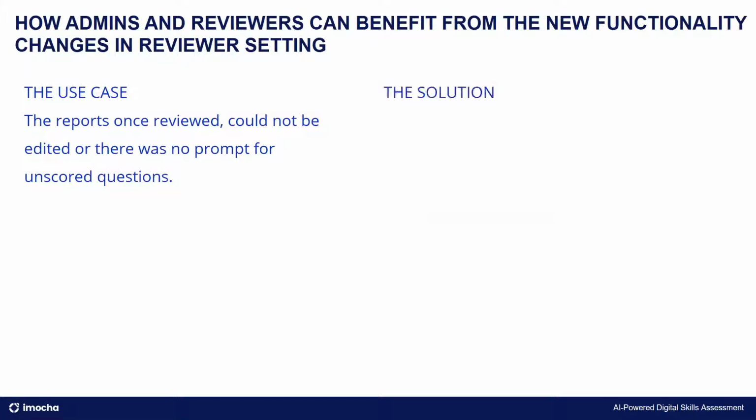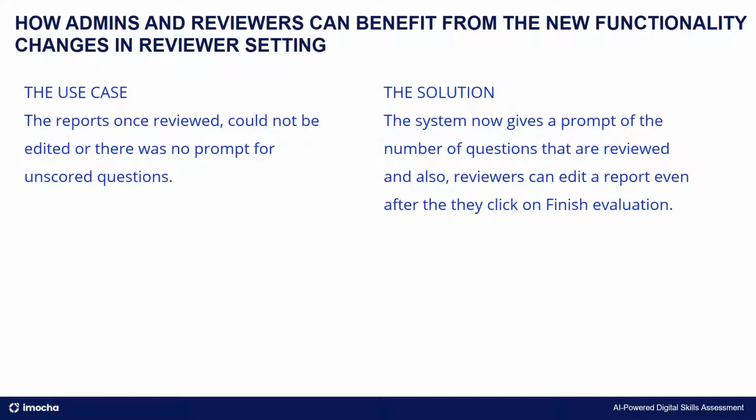Now the solution is, whenever you click on finish evaluation, the system gives you a prompt. You will know how many questions were there for review and how many were actually reviewed by you. If there is any question that has not been reviewed, you can either continue editing or still go ahead and finish evaluation. And even after you finish evaluation, if you want to go back and edit certain scores, you can do that. We'll see how this looks.